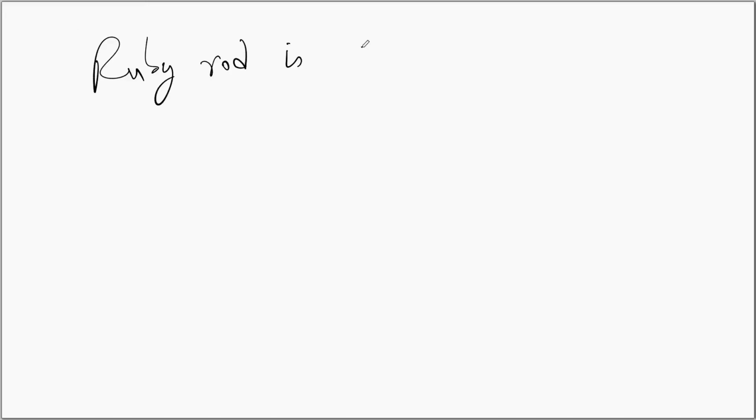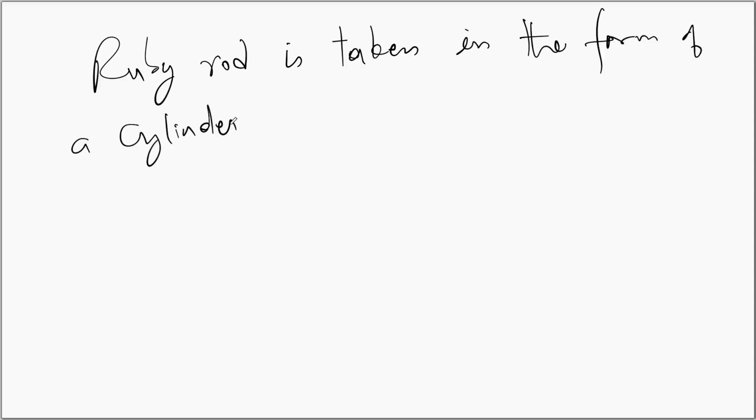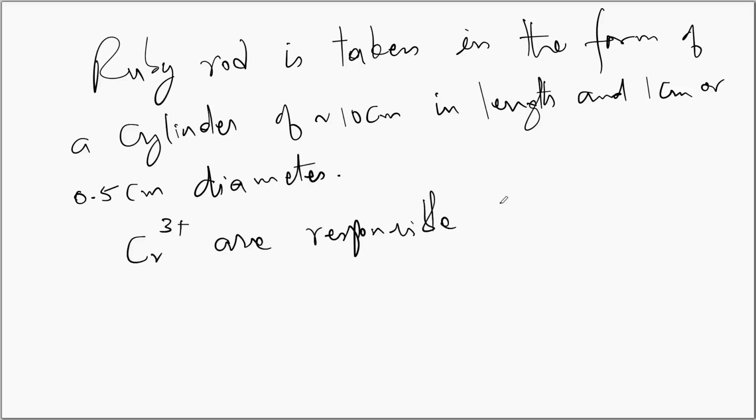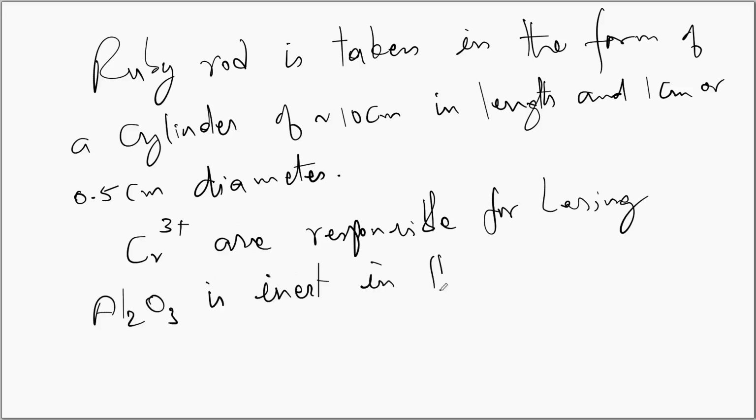The ruby rod is taken in the form of a cylinder of approximately 10 centimeters in length and 1 centimeter or 0.5 centimeters diameter. In the ruby rod, chromium 3+ ions are responsible for lasing. The lasing transitions occur only in the chromium 3+ ions but not in the aluminum oxide. Aluminum oxide is inert in this case.